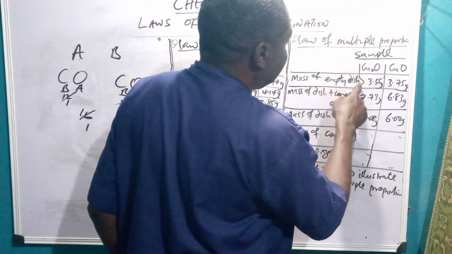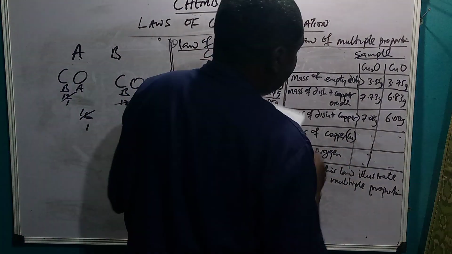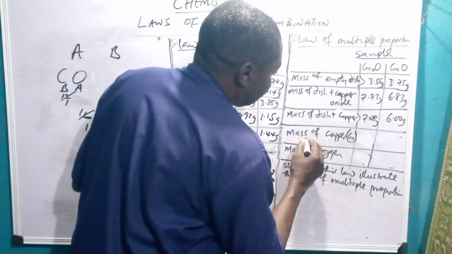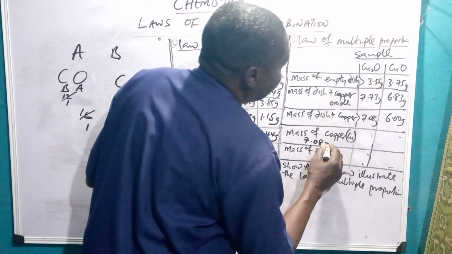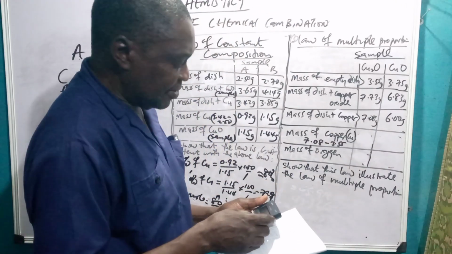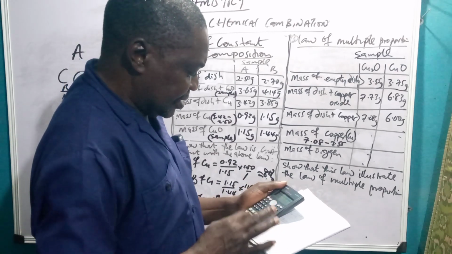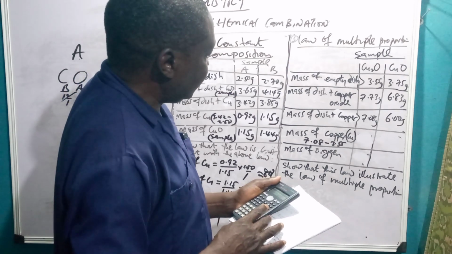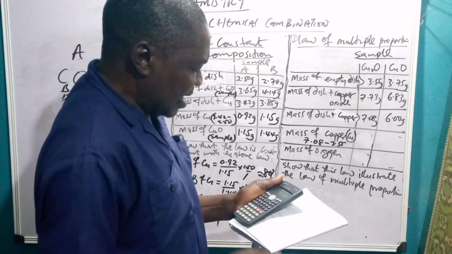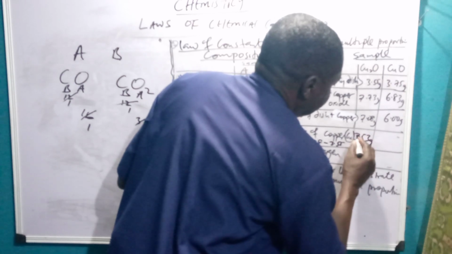Now look, the mass of the empty dish, and here our calculation starts with the mass of copper. I know that the mass of dish plus copper is this. Therefore, the mass of copper will be dish plus copper, which is 7.08, minus 3.55. Let's do the subtraction: 7.08 minus 3.55 gives 3.53 gram.